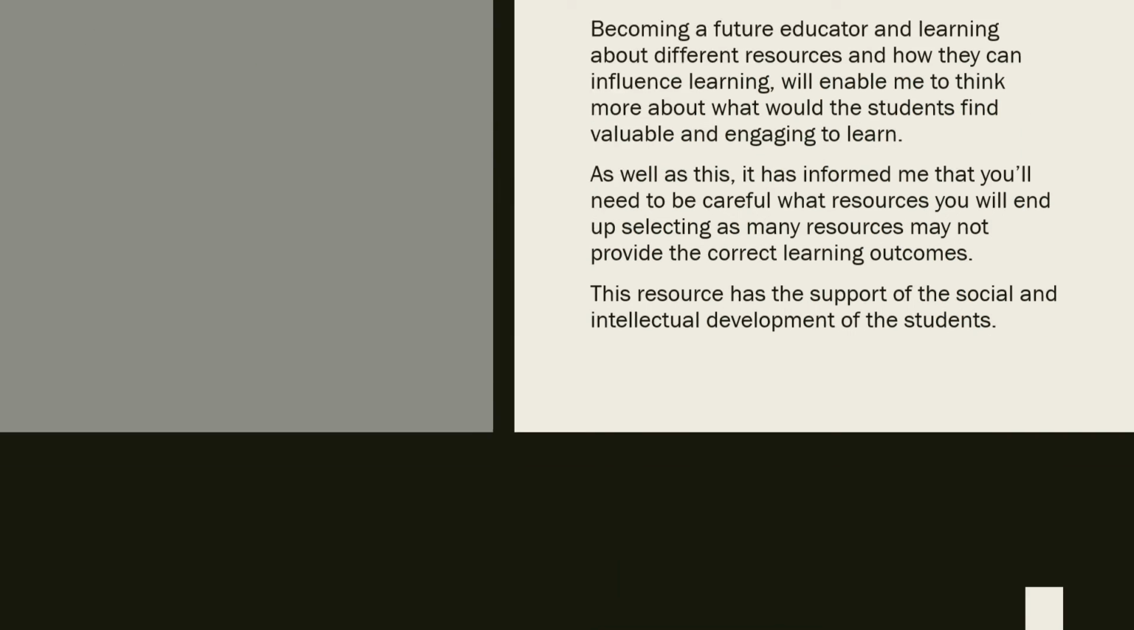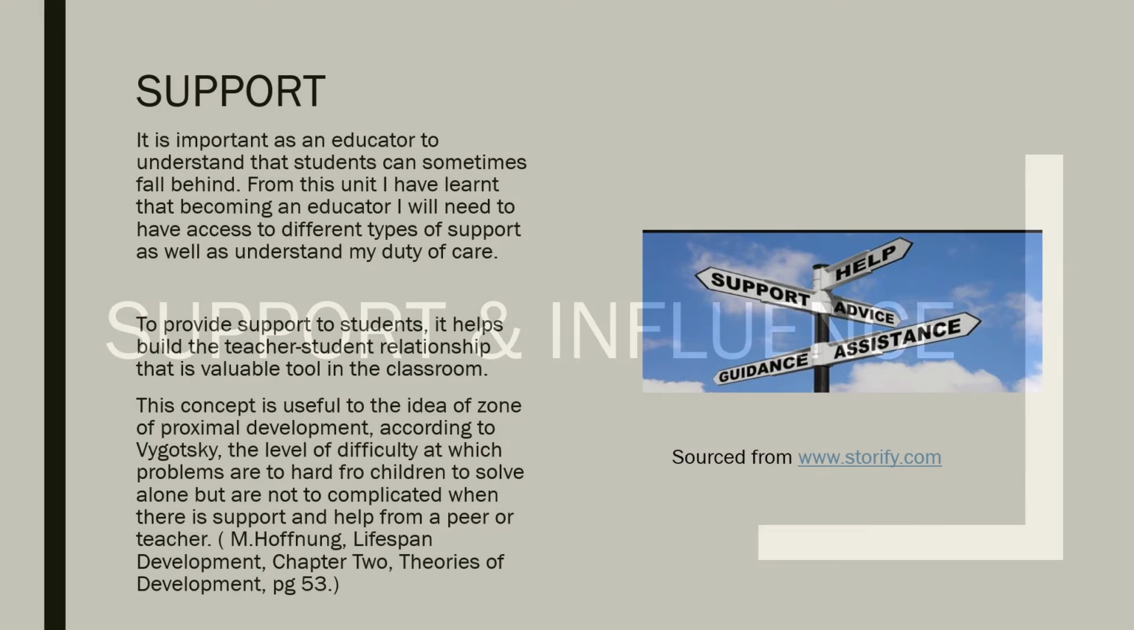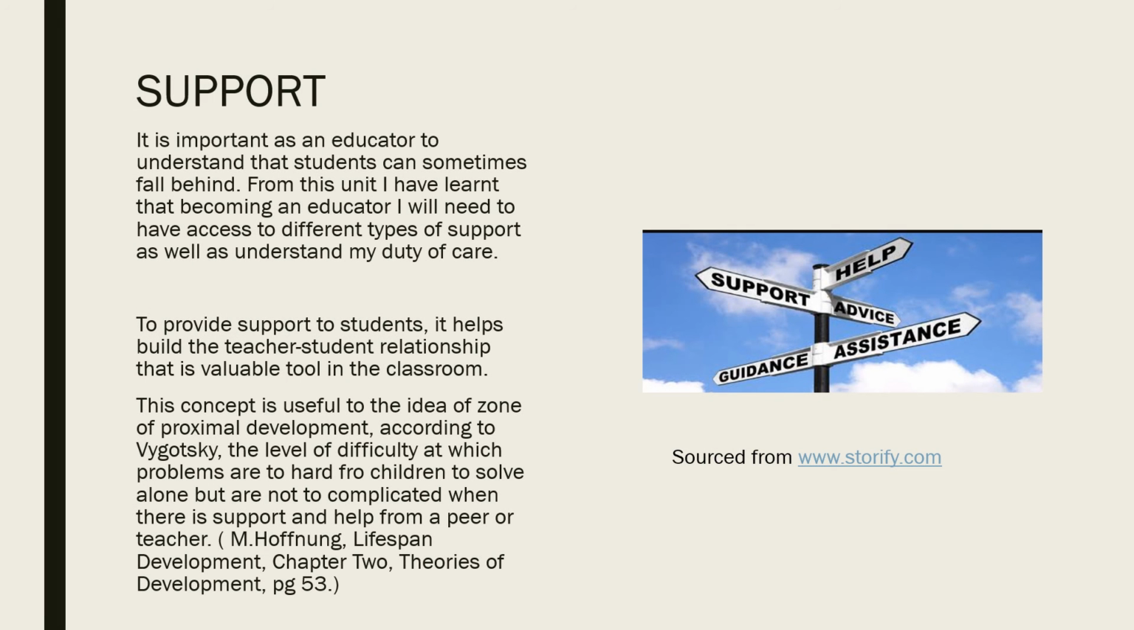Again, another summary. My last topic would be support and influence. To this unit, so far this year, we've actually explored the importance of having support for the students, considering a lot of things can happen within a child's life that can sometimes downgrade their performance in education. As an educator, I've found that it's very important to have different accesses to different types of support, as it is a duty of my care to make sure all students are safe and have a good well-being inside my classroom. To provide support to the students, it helps build that student-teacher relationship that we found was a very important tool within the classroom. Having a positive relationship can also engage learning and makes the students feel a part of the classroom.